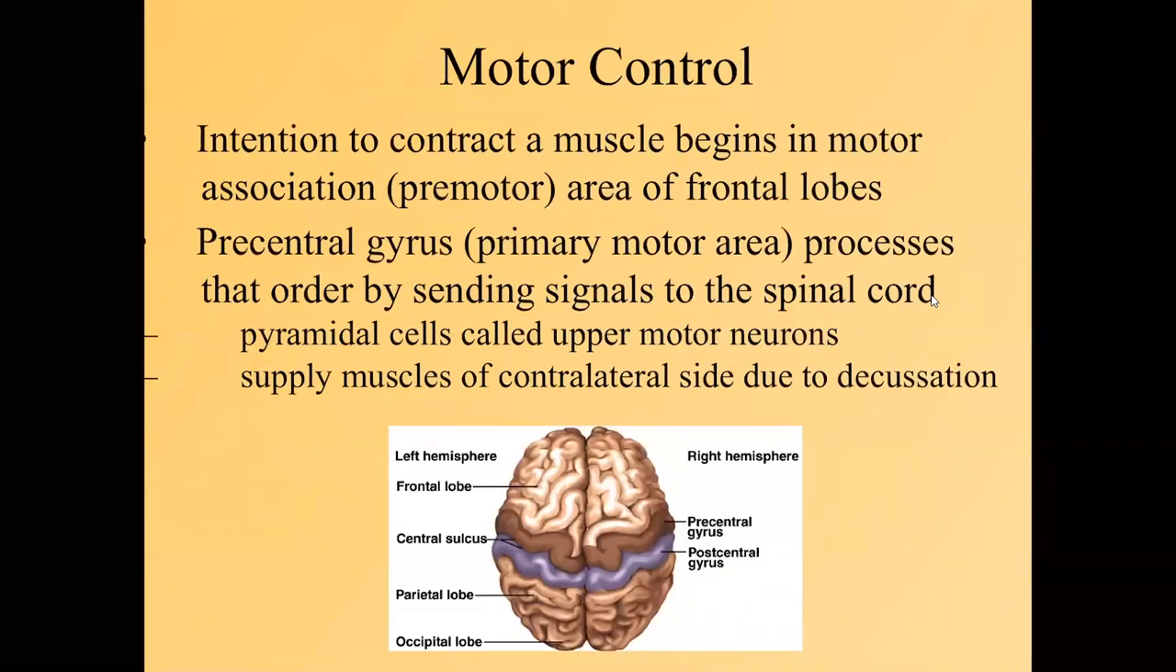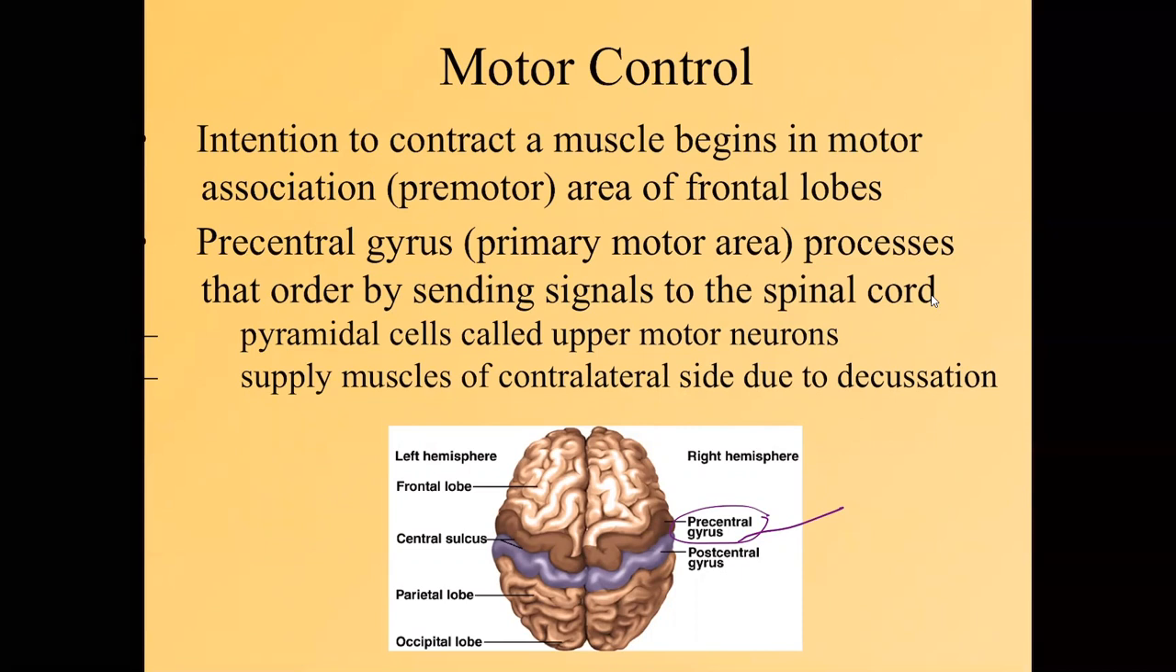Okay, now motor control is going to take place and get initiated from the front of your brain. So it's going to initiate in the precentral gyrus. Okay, so sensory's coming in the back door, but motor control is going out the front door. So the intention to contract a muscle begins in the premotor area of the frontal lobe. Okay, the precentral gyrus processes that information. It's going to send it down the spinal cord.